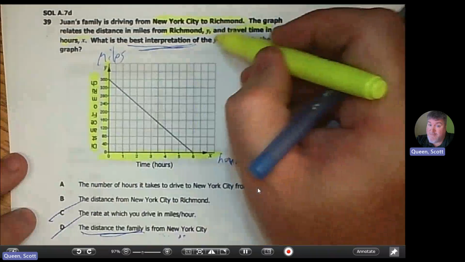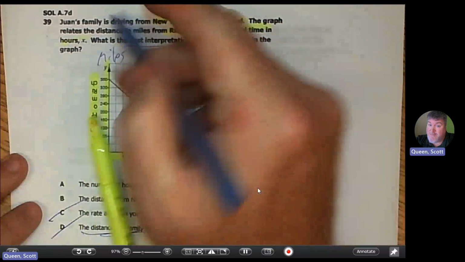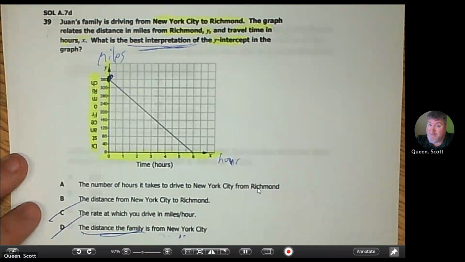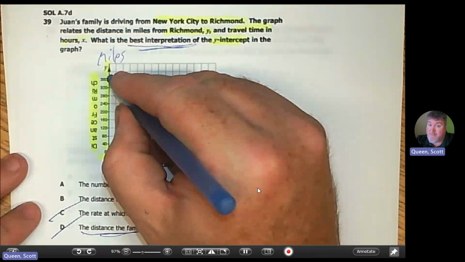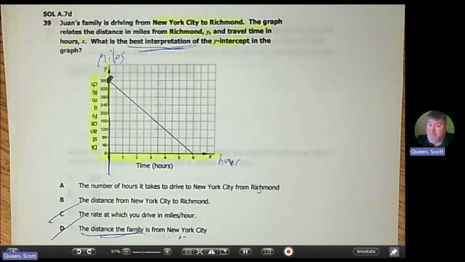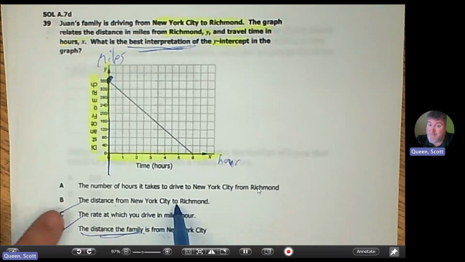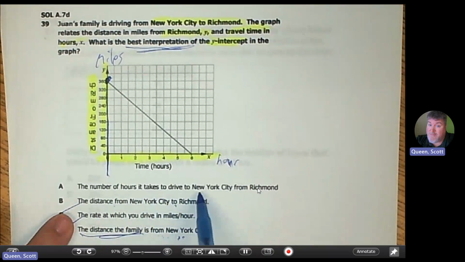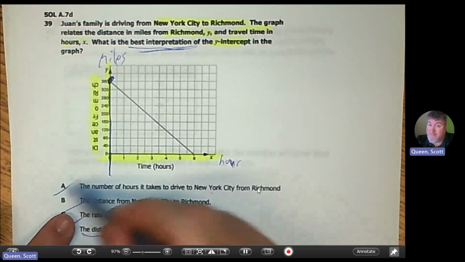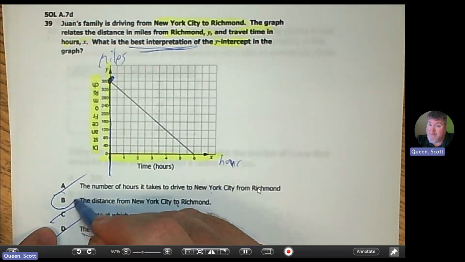It's real important, the y-intercept, right here. And then honestly, I think it's the number of hours. How many hours have we driven at this point? 0. Have we gone anywhere? So what is it actually telling us from that data point? Is it telling us the distance from New York City to Richmond? Or is it telling us the number of hours it takes to drive to New York? Does it take 0 hours? No, it does not. So that one's eliminated. It's got to be B.